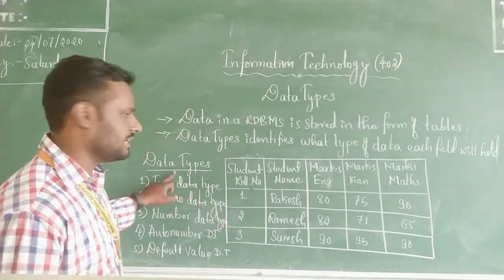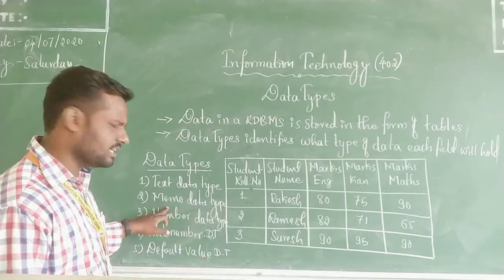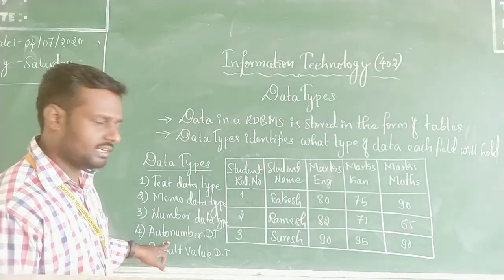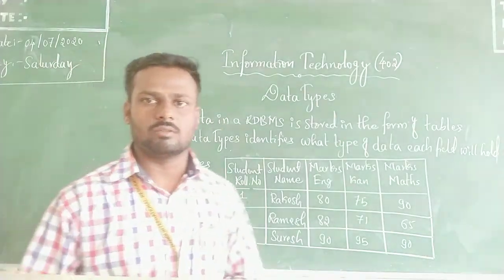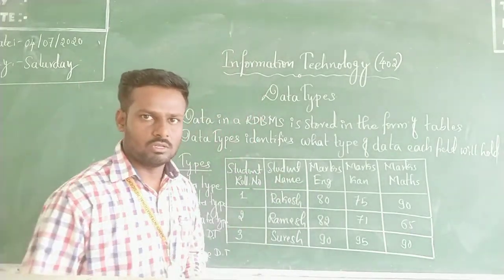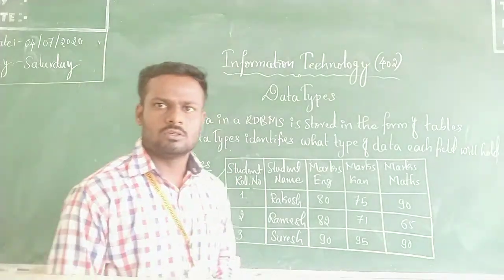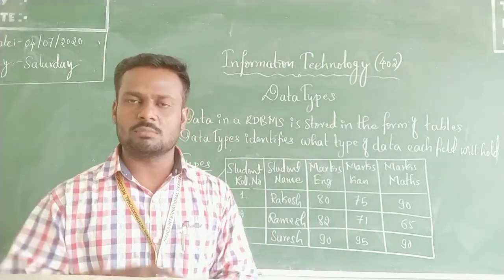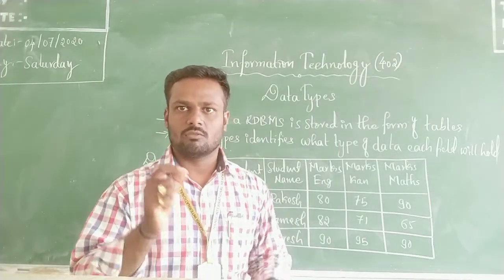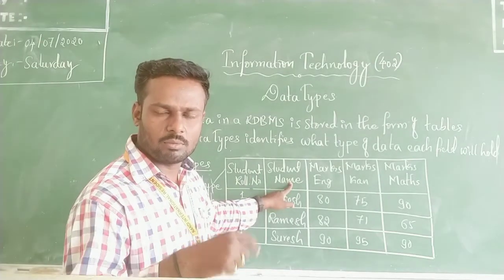Okay, so in the last class we discussed the different types of data. Here we have data types. The first one is text data type, next we have memo data type, number data type, auto number data type and default values. So these are the different data types we have. First we will see what is text data type. The name itself says it is text data, right? Suppose for the field, in whatever tables we have created, in that table we have a field.